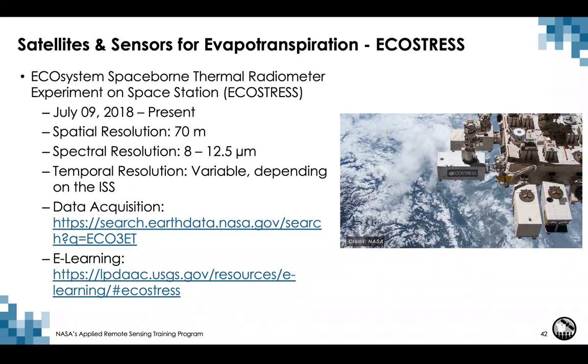ECOSTRESS Science Data Systems will deliver Levels 0 through Level 4 data products to the United States Geological Survey LP DAAC for archival and public distribution. Level 3 and 4 products can be searched and acquired through NASA's Earth Data Search from the link below, as well as e-learning opportunities provided by the USGS to work with ECOSTRESS data.